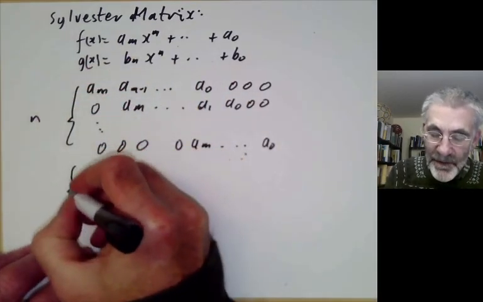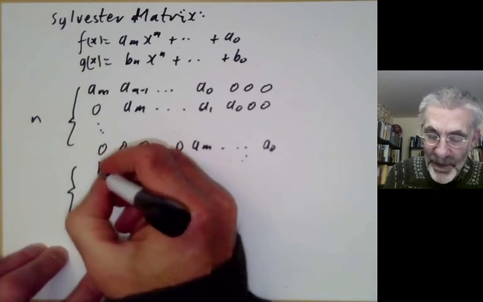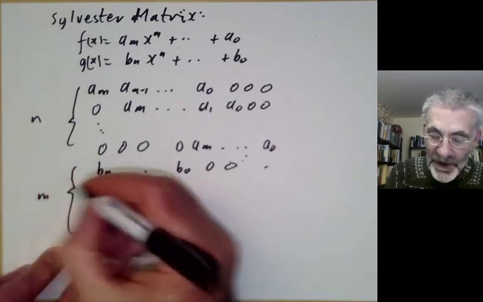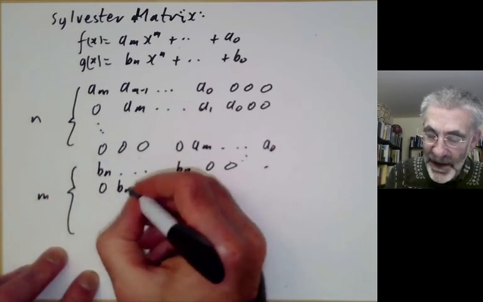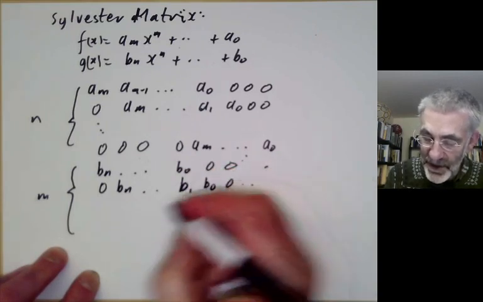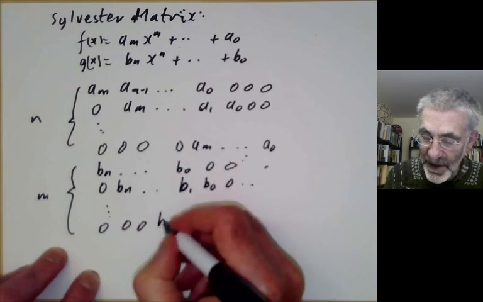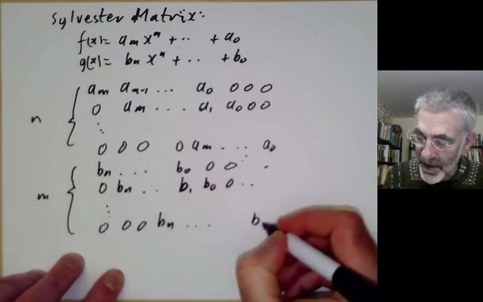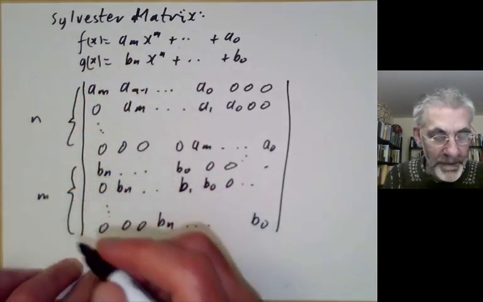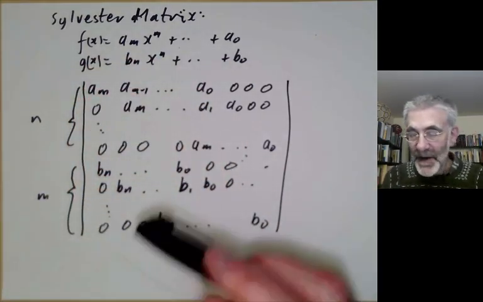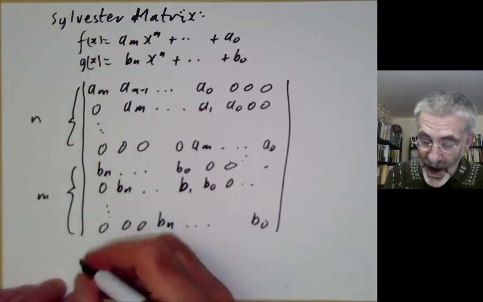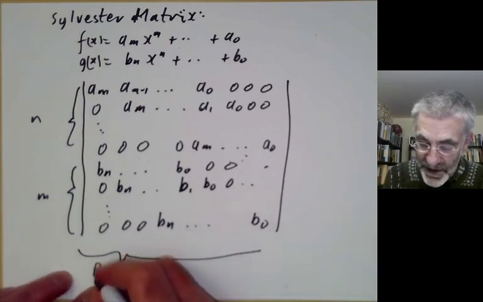And then we do the same for the b's. So we put the b's down here. We have b_n down to b_0 and then some zeros. And the number of rows here will be m. And then we have 0, b_n, ..., b_1, b_0, 0, and so on. And we go all the way down to 0, 0, 0, b_n down to b_0. So we've got this big matrix, and we just take its determinant, and the vanishing of this determinant is the condition for f and g to have a common 0, and this determinant is called the resultant.